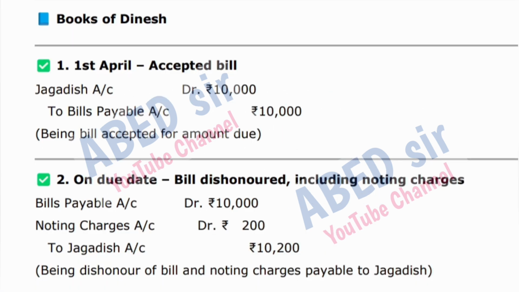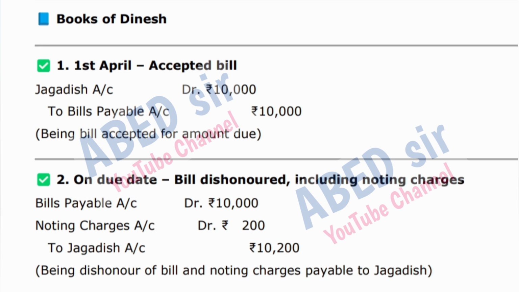Books of Dinesh. 1. 1st April accepted bill. Jagdish A/c Dr. 10,000 rupees. To Bills Payable A/c 10,000 rupees. Being bill accepted for amount due.